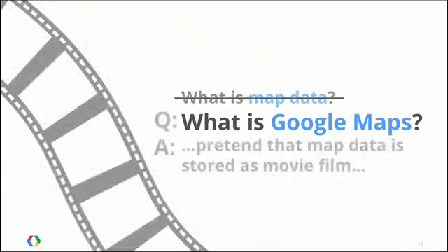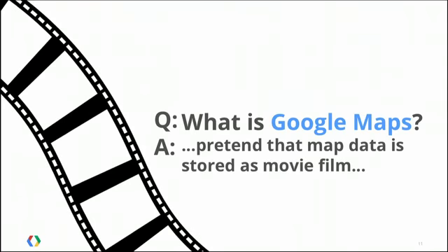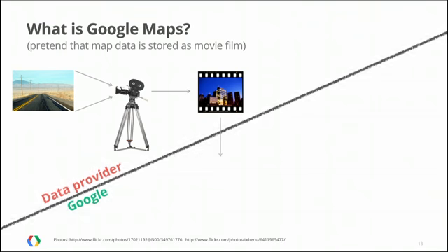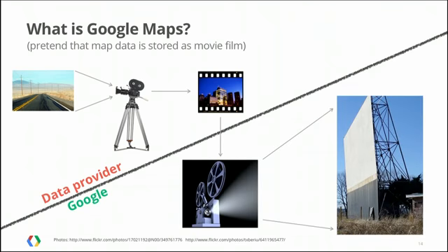So to answer that, we're going to go on a slight segue. Let's pretend that map data is stored as movie film, just to make a really simple analogy, okay? If you define it that way, basically the way that Google Maps has traditionally displayed map data is we've had a data provider who went and took measurements of the world using, through the analogy, a movie camera, and created that film that they then tossed over a line to us. So there's the data provider on one side and Google on the other. So what do we do with the film? We project it onto a screen. In this case, it's a drive-through screen or your laptop screen or whatever.